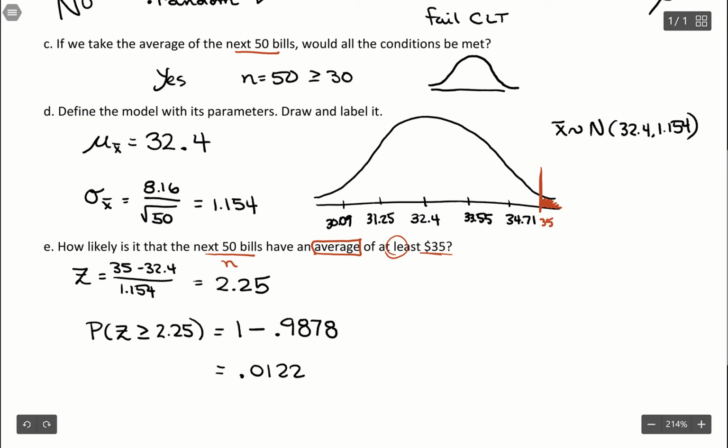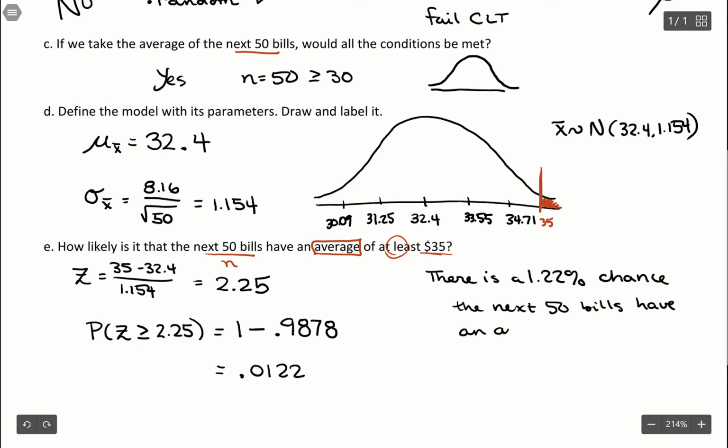So that would mean there is a 1.22% chance the next 50 bills have an average of at least $35.